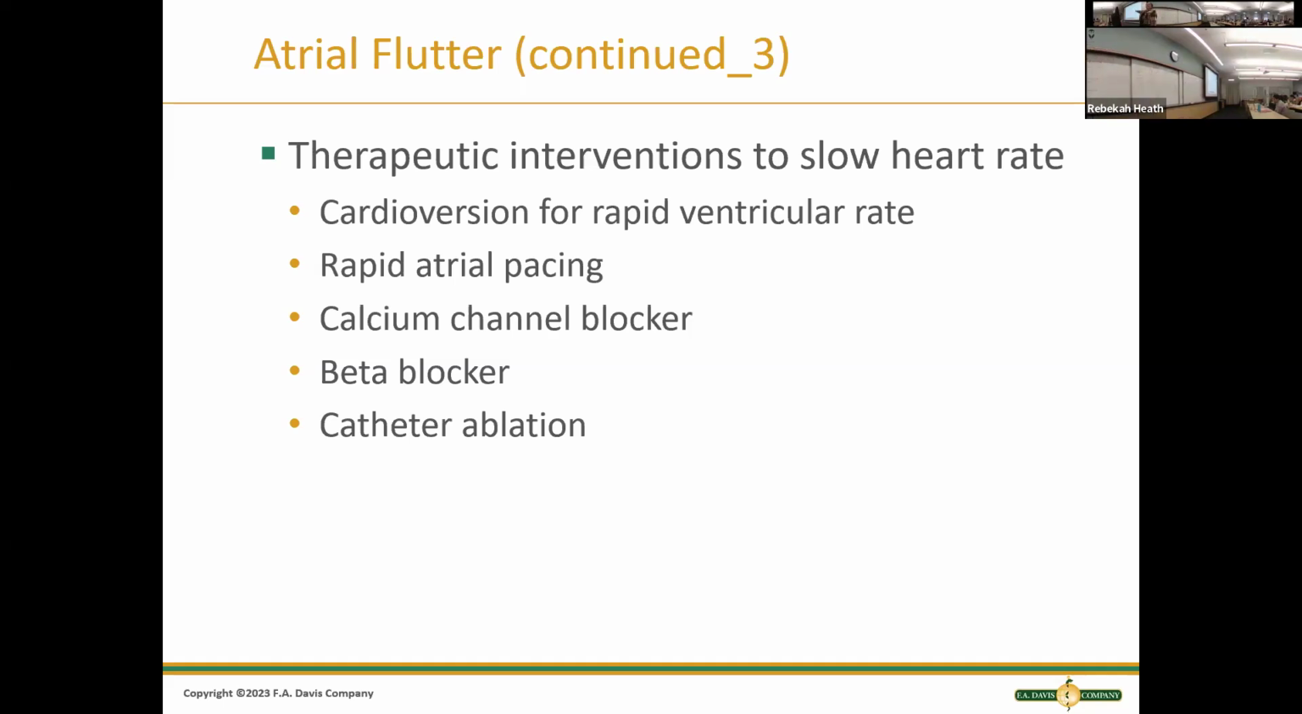So cardioversion, that's if the heart rate is very high and the patient's not tolerating it. How do we know if a patient's tolerating the high heart rate?